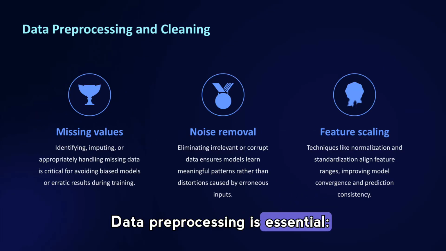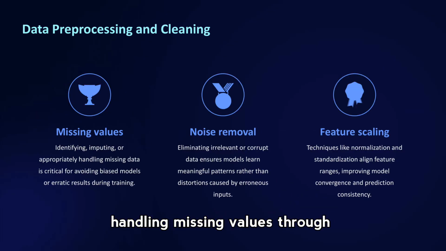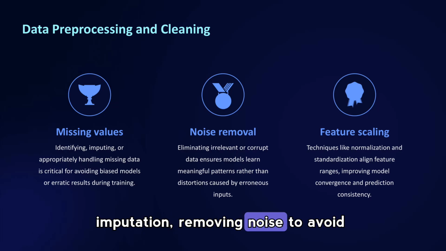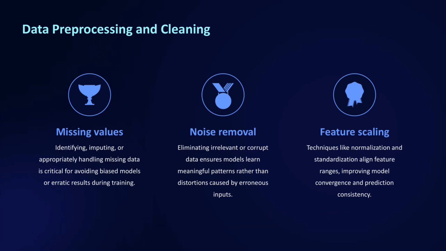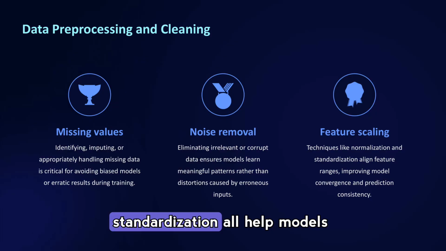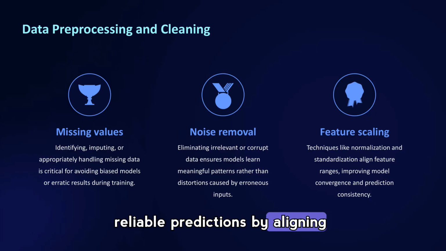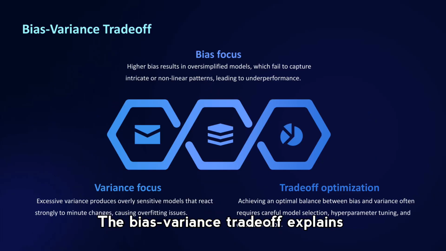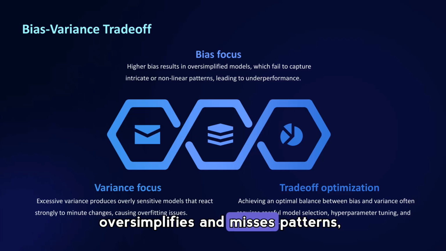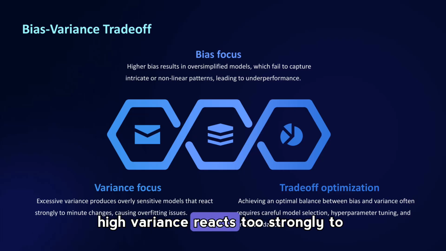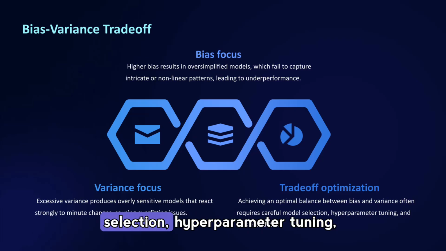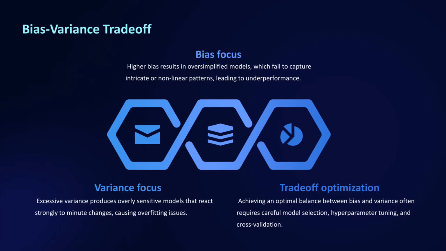Data preprocessing is essential, handling missing values through imputation, removing noise to avoid distorted learning, and applying feature scaling like normalization or standardization, all of which help models converge faster and make more reliable predictions by aligning feature ranges. The bias-variance trade-off explains model behavior. High bias oversimplifies and misses patterns. High variance reacts too strongly to small data changes. Finding the right balance often requires model selection, hyperparameter tuning, and cross-validation to optimize real-world performance.